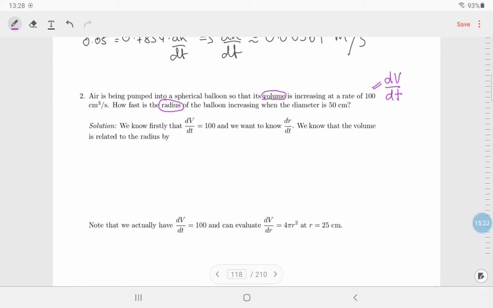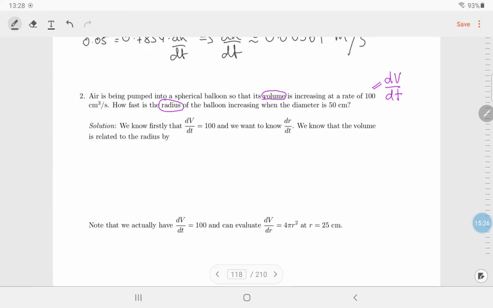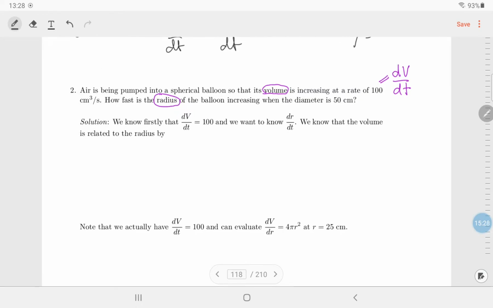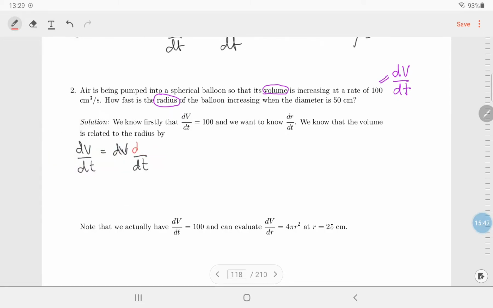So what we're going to do is write down this thing with volume and radius, and which one is more complicated? Volume. So dV/dt is dV, so spread this out and then bring in the other variable, which in this case is dr.